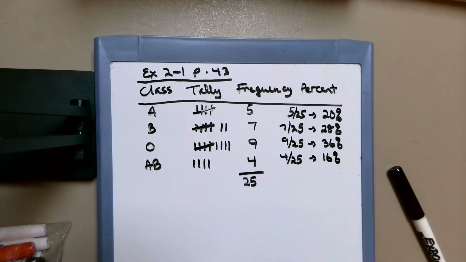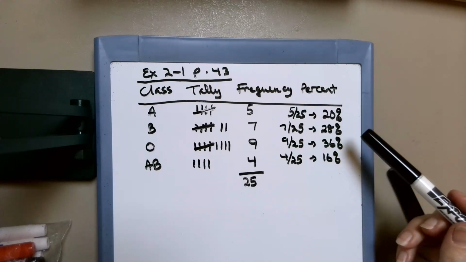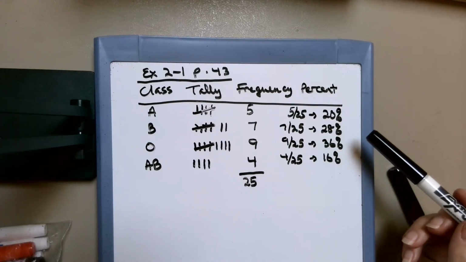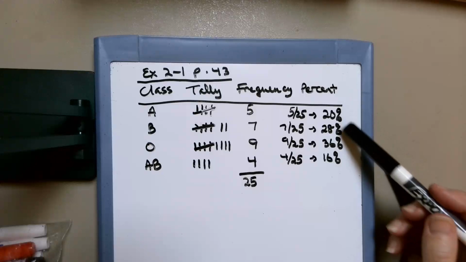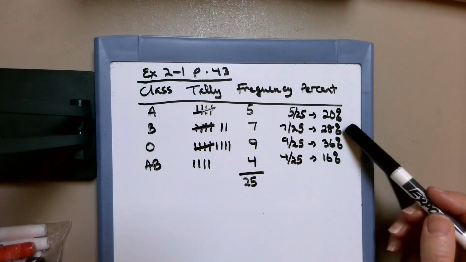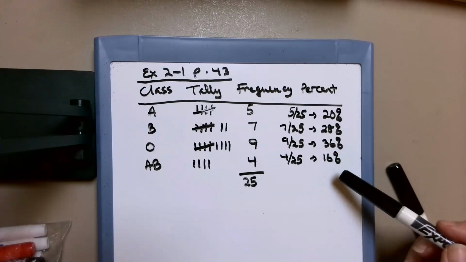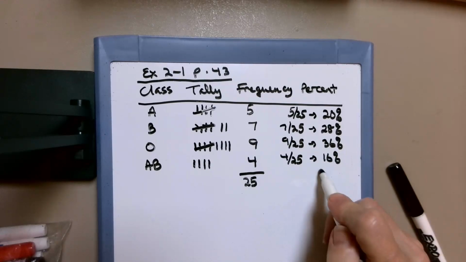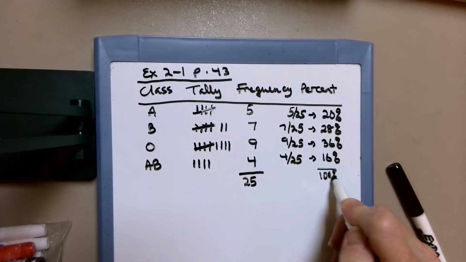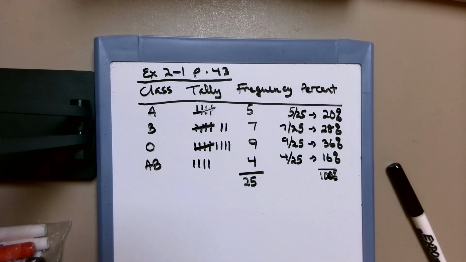If I add up my percents, generally they should add up to 100%, but sometimes they don't because you had to round. But if I add, 20 plus 28 gives 48%, plus another 36 gives you 84%, plus 16% gives 100%. So this one added up to exactly 100%. So that is example 2.1 on page 43. Now I'm going to go to example 2.2 on page 47.